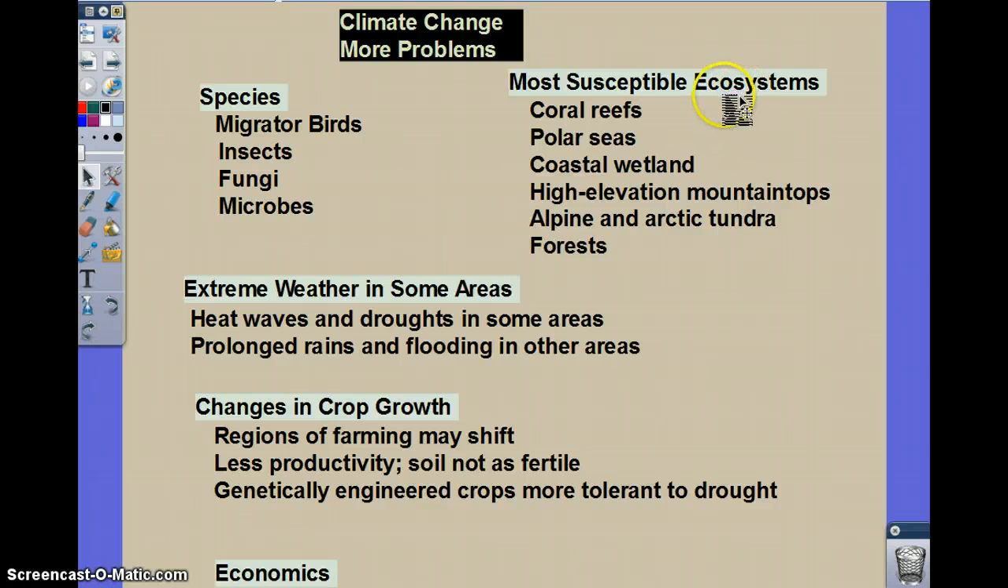Most susceptible ecosystems, we keep talking about this, I want to go over it again. Coral reefs, high on the list. Polar seas, coastal wetlands, mountaintops, Arctic tundra, and forest. Coral reefs, due to the warming waters. Polar seas in general, because of the warming waters, the entire ecosystem can be affected. Coastal wetlands, you're going to think about flooding as an issue here. Arctic tundra, and we know about the melting of the ice caps. And forest, plants are always susceptible to climate change.